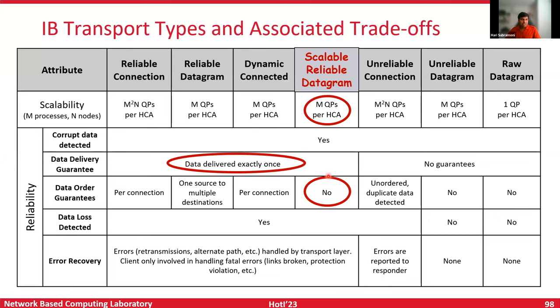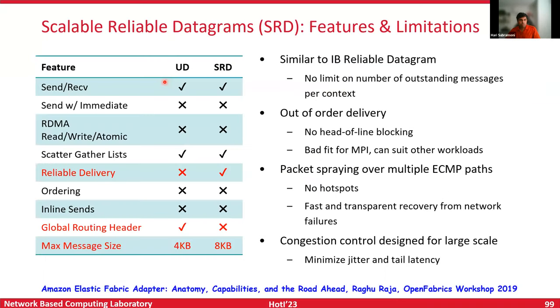However, initially when SRD came up, there weren't any data order guarantees for either small or large messages. Of late, Amazon has introduced newer capabilities inside SRD to enable RDMA features for large messages. With this, SRD is very, very competitive in terms of features and performance when you compare it to other transport protocols that fabrics like InfiniBand are able to offer you.